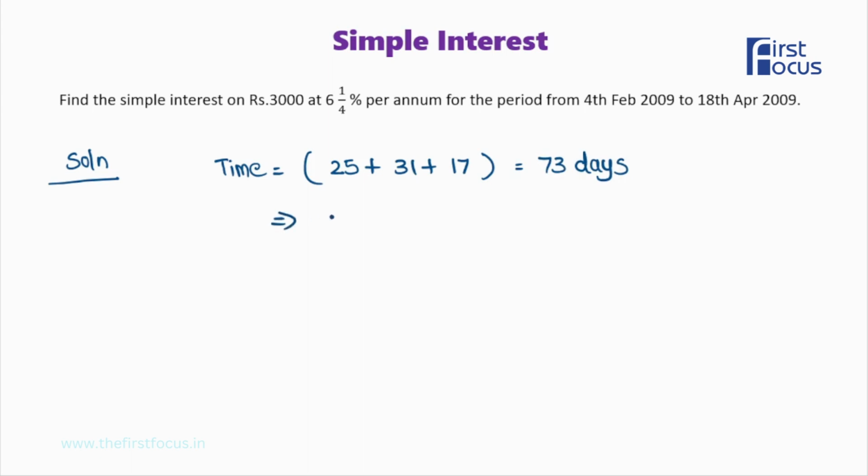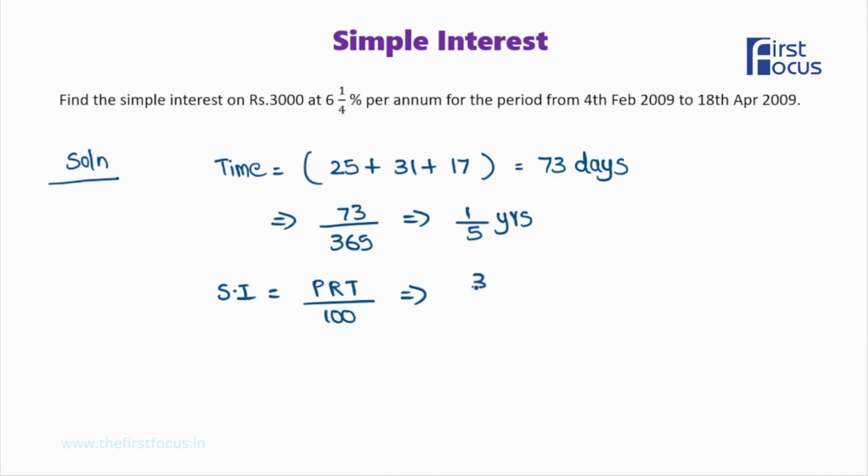We have to convert it into years. In a non-leap year, the total number of days is 365. So we got the time period as 1/5 years. The formula for simple interest, we know, is PRT divided by 100.